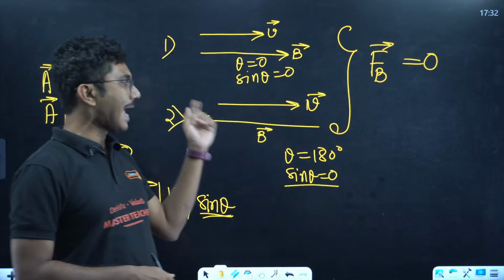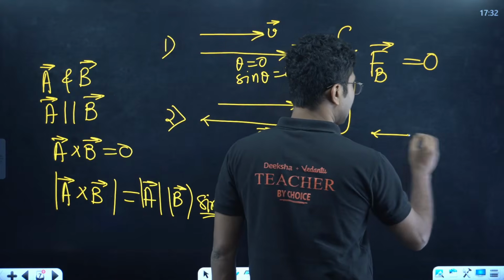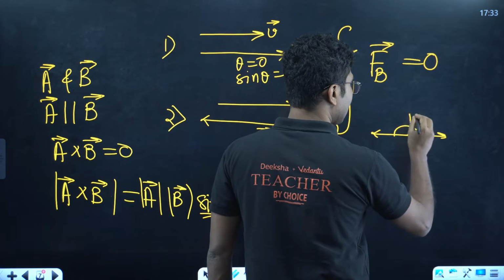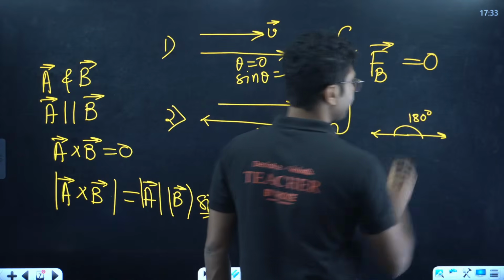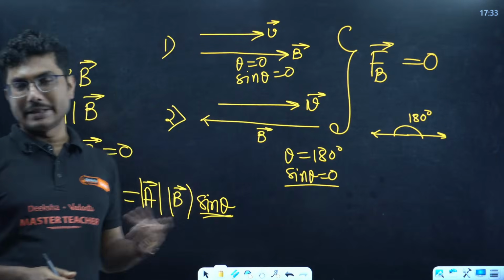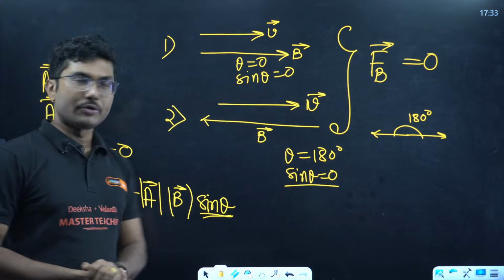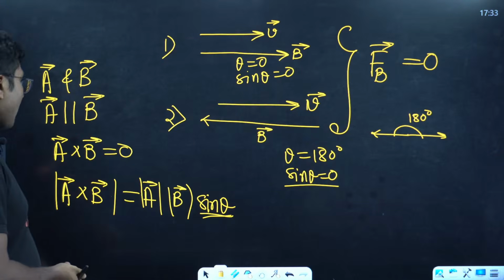So in that case, the angle is 180 degrees, right? Anti-parallel means this is one direction and this is another direction, opposite to it, so the angle is 180 degrees. So theta is 180, and sine 180 degrees is still 0. That's why in both cases you are going to get sine theta equal to 0.